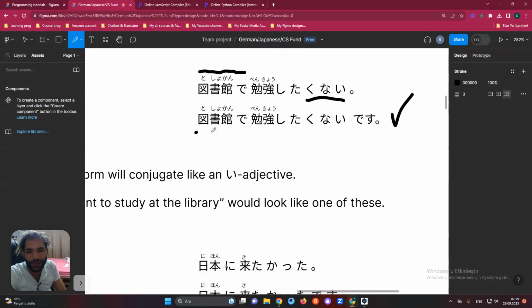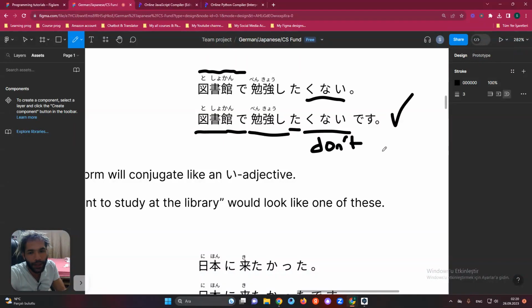You know what it is. Toshokan is library. Benkyo is study. Ta, in this case, is do. It's not tai, the i will drop down here. It's the adjective rule. Then you have kunai, which is negative, and desu. It means like don't. You can think of it like don't.